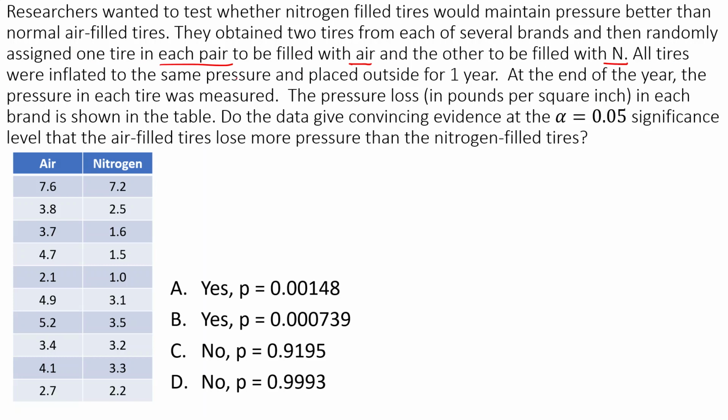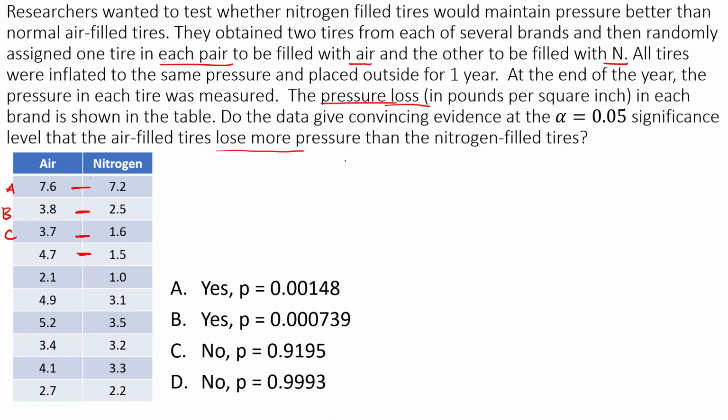All tires were inflated to the same pressure and placed outside for 1 year. At the end of the year, the pressure in each tire was measured. The pressure loss in pounds per square inch, or PSI, for each brand is shown in the table. So this is pressure loss, how much it's gone down. Do the data give convincing evidence at the alpha equals 0.05 significance level that the air-filled tires lose more pressure than the nitrogen tires? So here's air, here's nitrogen, and we're doing pairs. Like this was brand A maybe, and this is brand B, and this is brand C. So these two numbers go together, these two go together, those two go together, and so on.